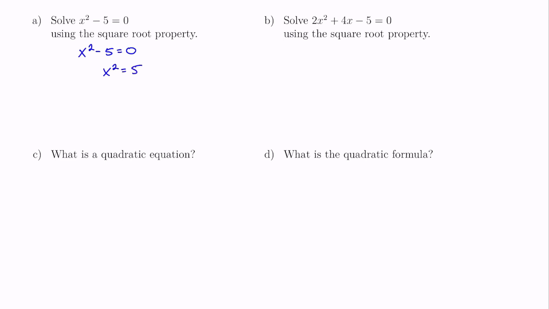squared equals 5. Then this is the point where we apply the square root property, which says if x squared equals 5, then x either equals the square root of 5 or the negative square root of 5. And we have our solution set. The solution set is the set root 5 comma negative root 5.